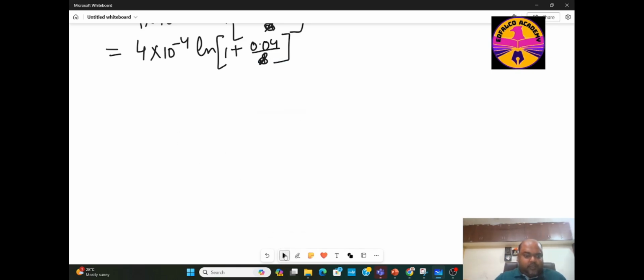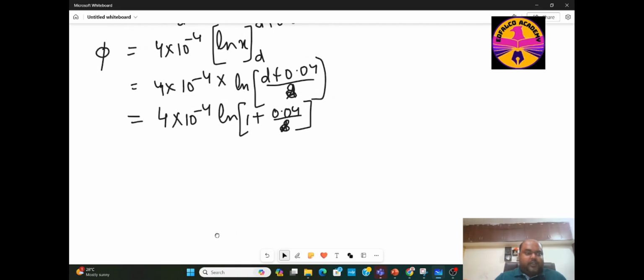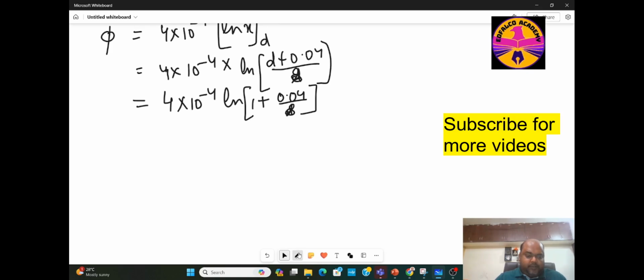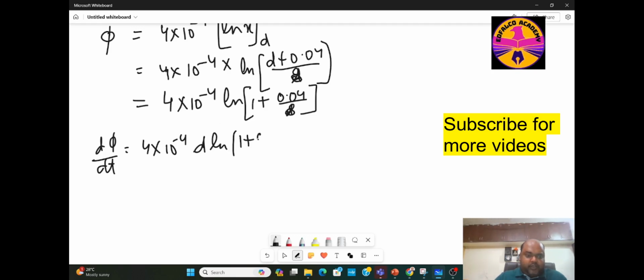So now I have an expression of phi. So now I will do d phi by dt, because that's what is going to give me the value of the EMF. So here this 4 into 10 to the power minus 4 is a constant. We can do this differentiation using the chain rule, so it will be d ln of 1 plus 0.04 by s. So I had just changed this value to s.